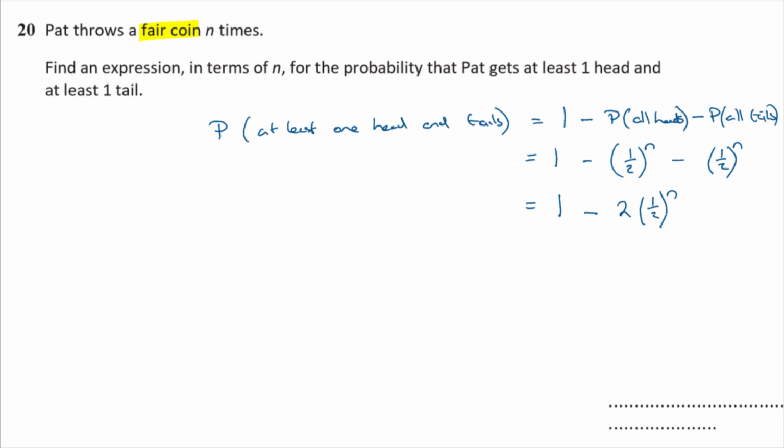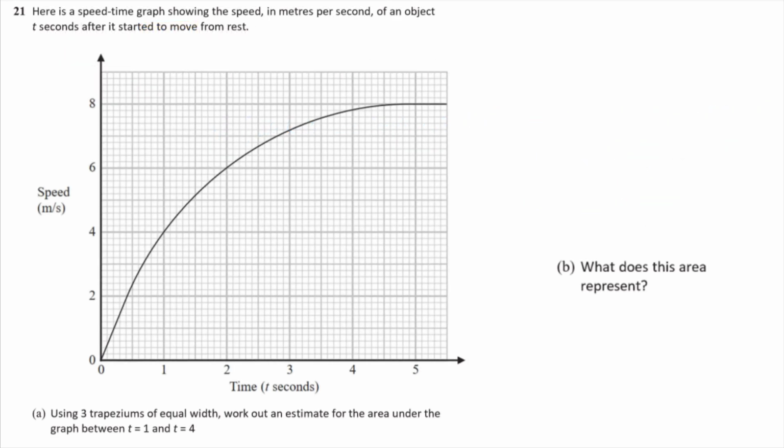So I found an expression in terms of n for the probability that Pat gets at least one head and one tail. Question 21. Here is a speed time graph showing the speed in meters per second of an object t seconds after it started to move from rest. So we've got time along the bottom going from 0 up to 5, and we've got speed in meters per second topping out at 8 meters per second. Using 3 trapeziums of equal width, find an estimate for the area under the graph between t equals 1 and t equals 4.